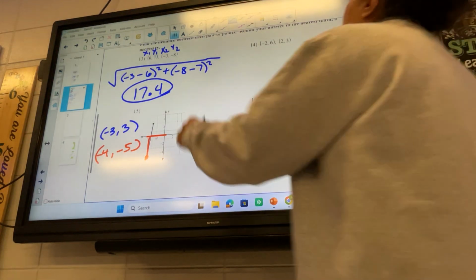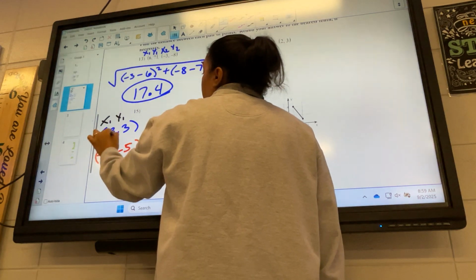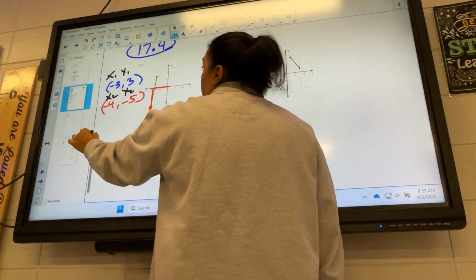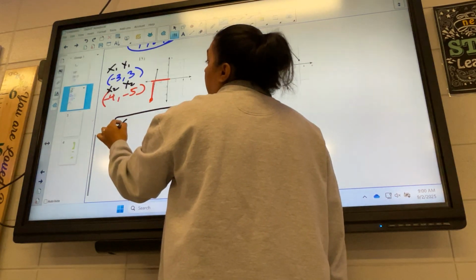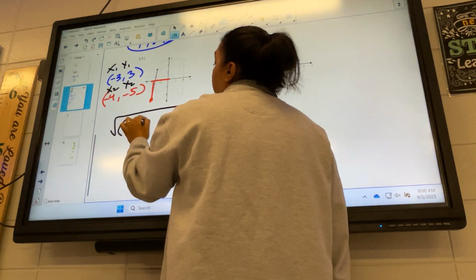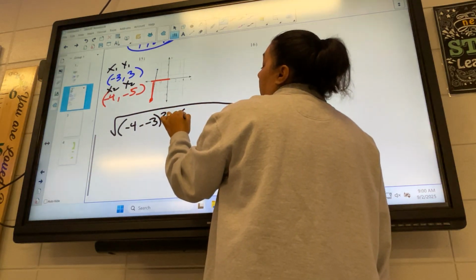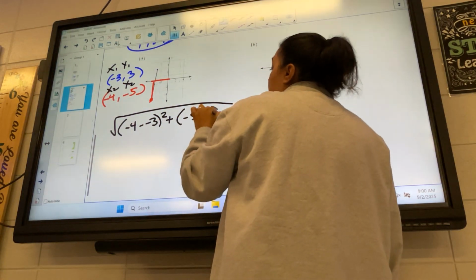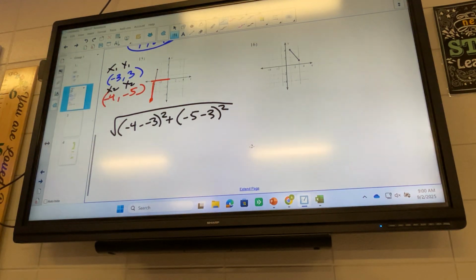So I'm gonna go ahead and label and then fill them in this little formula. So it's gonna look like -4 minus -3 squared. And then we got a -5 minus 3 squared. There's a lot of negatives going on, so type them carefully on your calculator.